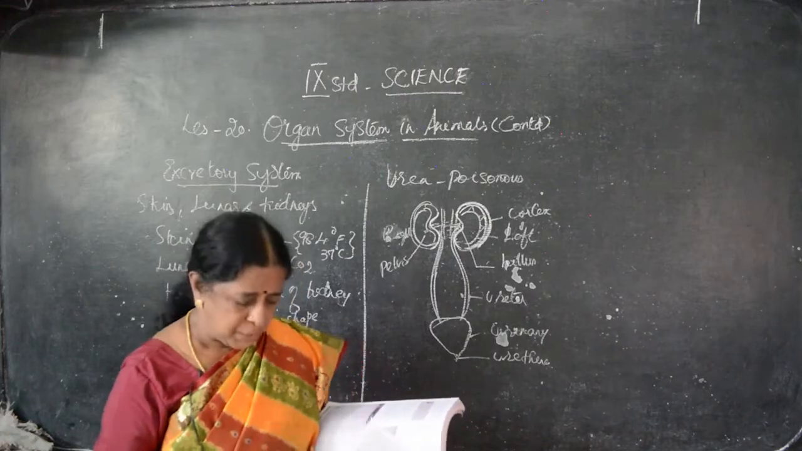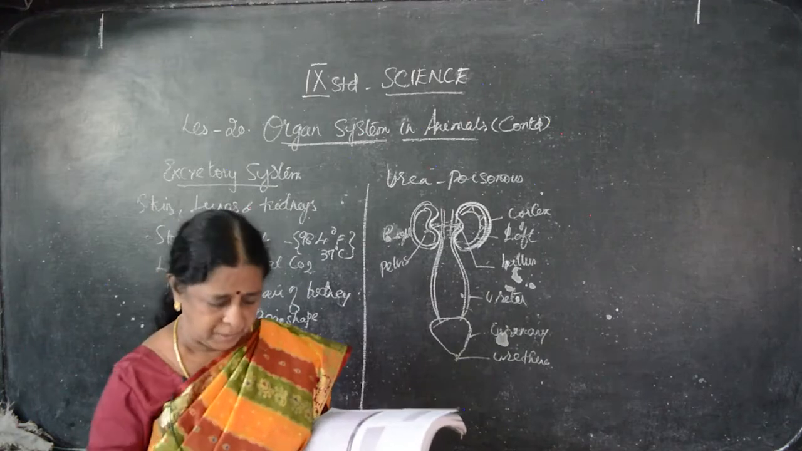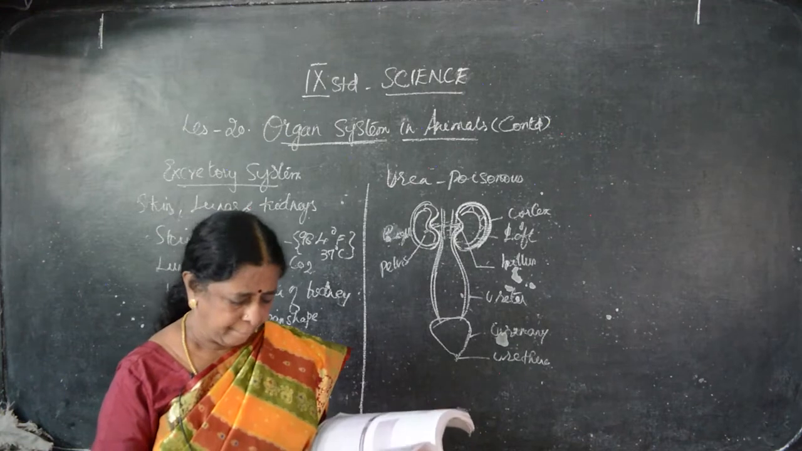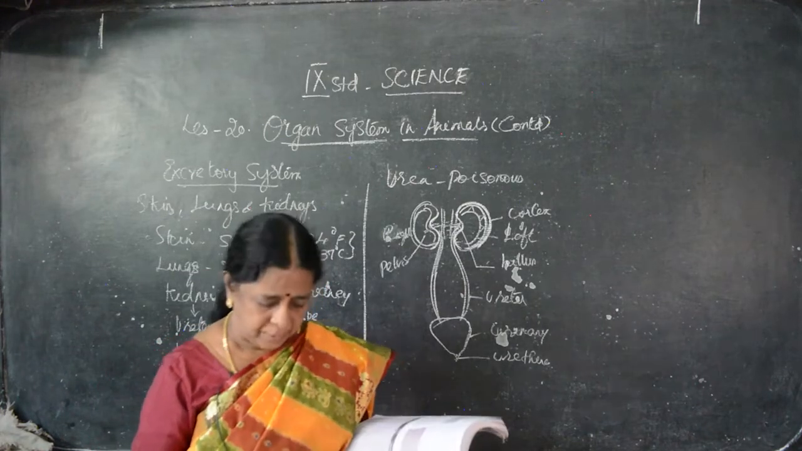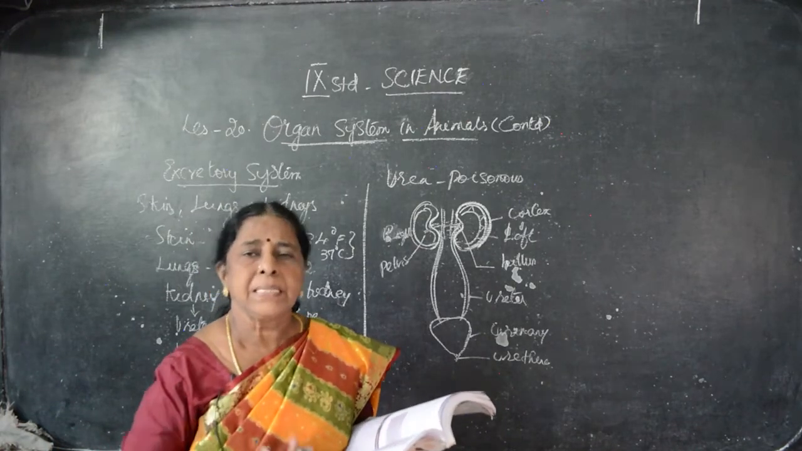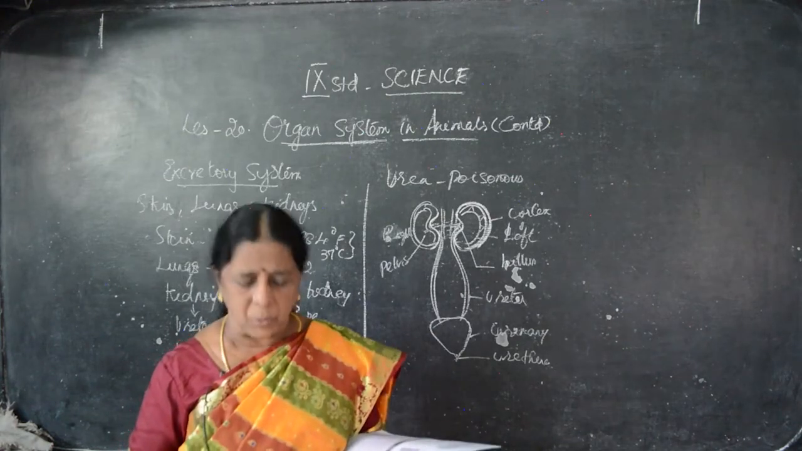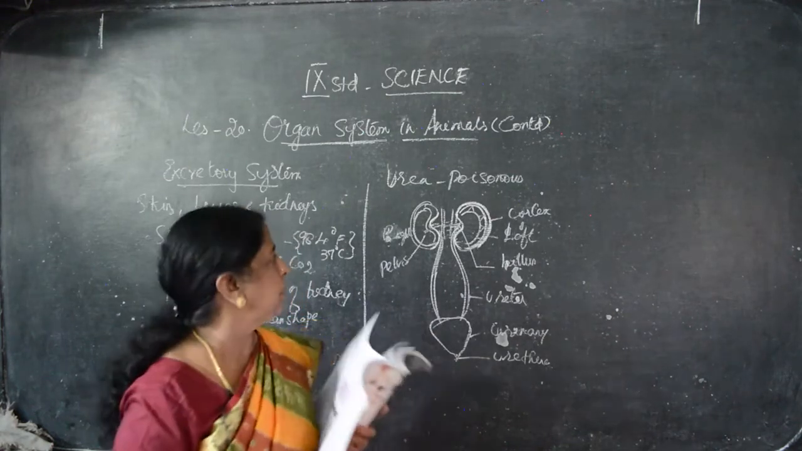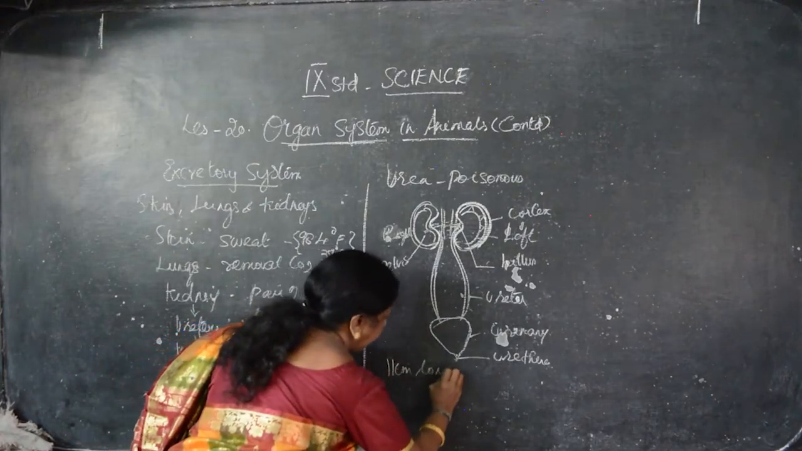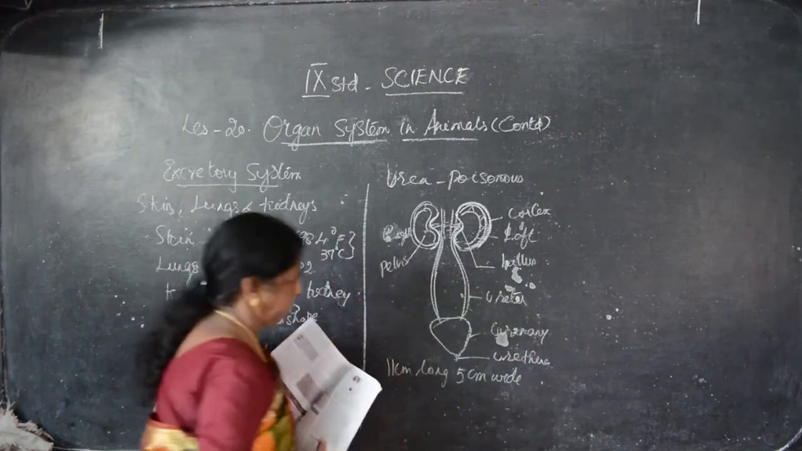Kidneys are bean-shaped organs, reddish brown in color. The kidneys lie on either side of the vertebral column in the abdominal cavity. Abdomen means the stomach region. The right kidney is lower than the left kidney because the liver takes place on the right side, while on the left side we have the heart. Each kidney is about 11 centimeters long and 5 centimeters wide. Wide means breadth.